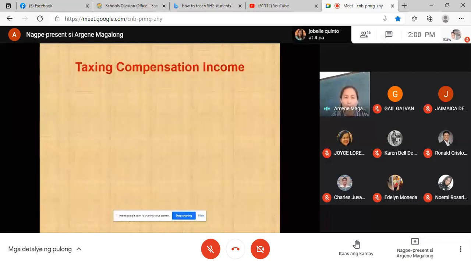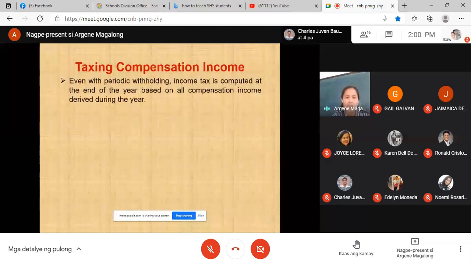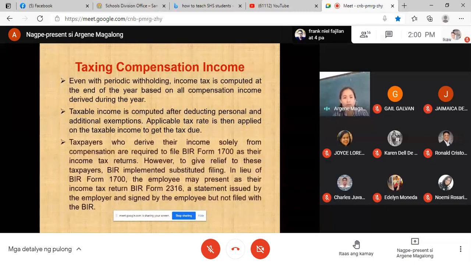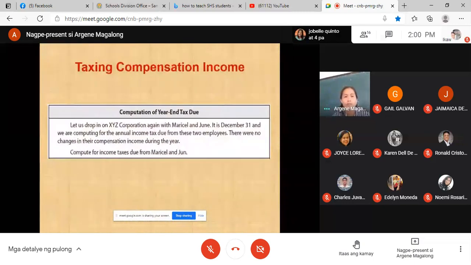Okay. So para sa compensation income naman, at the end of the year, it is computed after deducting personal and additional exemption. So meron din mga applicable tax rate applied in the taxable income to get the tax due. Okay. So, para naman sa year-end tax due. Okay, bumalik tayo kay Maricel and June. So, December 31, we are computing for their annual income tax due para sa dalawang employees. So, walang changes in their compensation during the year. So, we will compute for the income taxes due for Maricel and June.